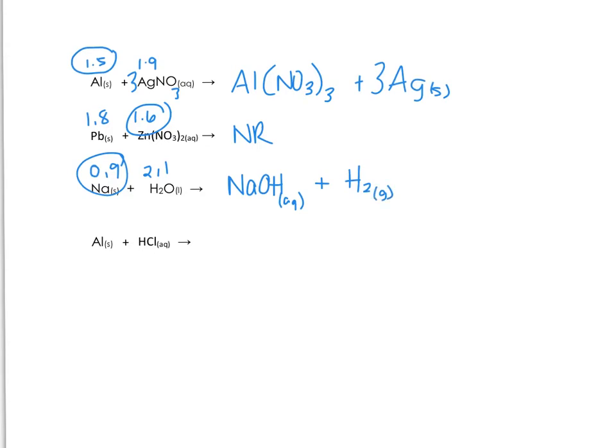All right, so we have to balance this. Sodium, there's one of each on both sides. There's one oxygen on both sides, so that's good news. But then there's 3 hydrogens, and there's 2 hydrogens on the left. So we've got our even on the left and our odd on the right.